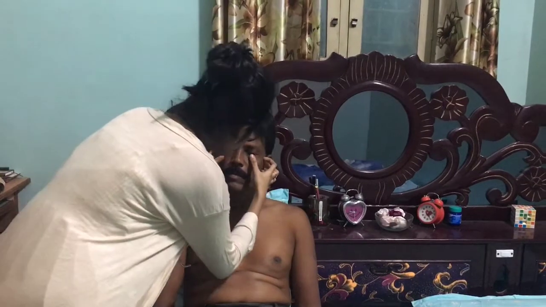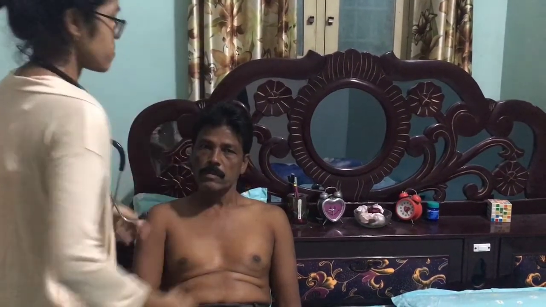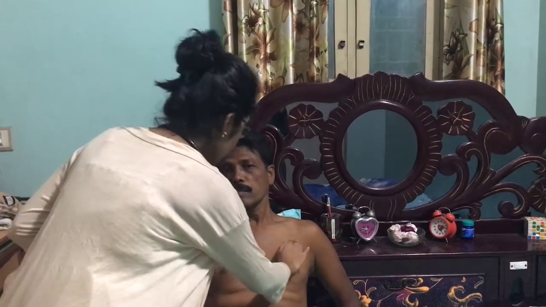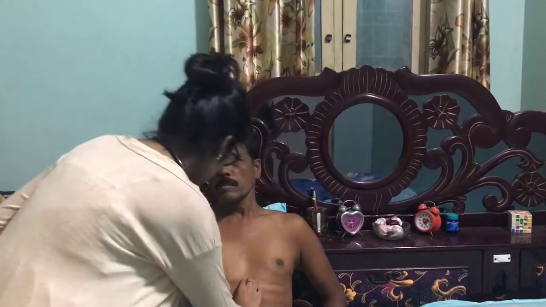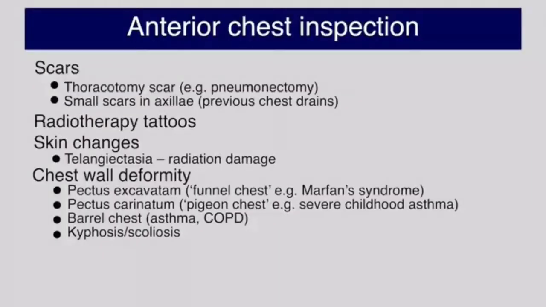Look for conjunctival pallor, which is a sign of anemia. Now observe the mucous membrane to assess hydration. Observe the shape of the patient's chest and the movement of the chest wall, deformities of the thorax and abnormal retraction.